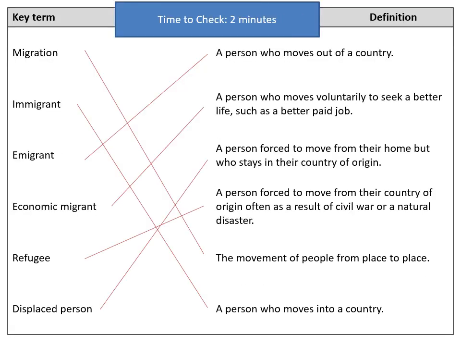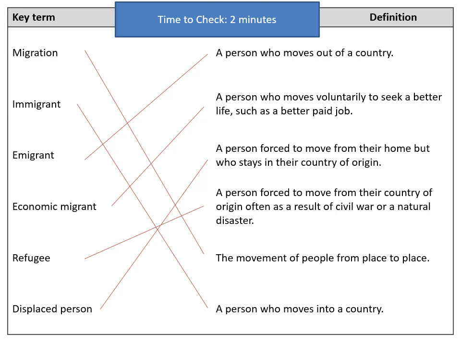Okay, here are your answers. So migration is the movement of people from place to place. An immigrant is a person who moves into a country, and an emigrant is a person who moves out of a country. An economic migrant is a person who moves voluntarily. They choose to move to seek a better life, such as a better paid job. It's to do with the economy, after all.